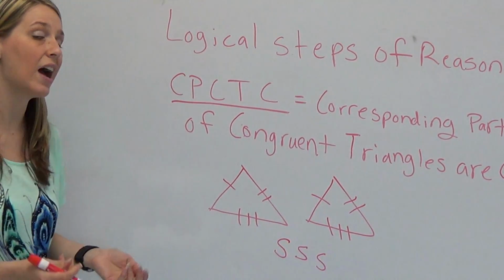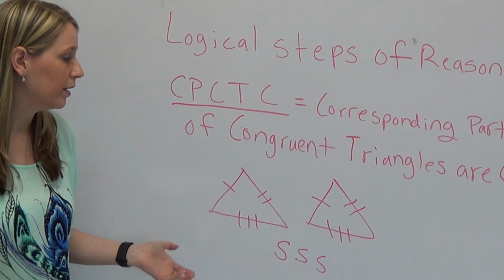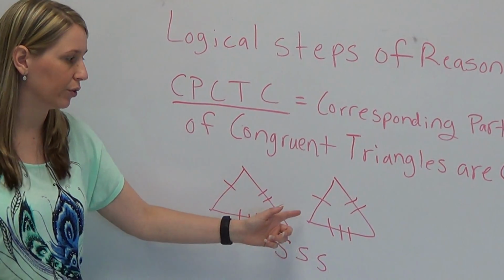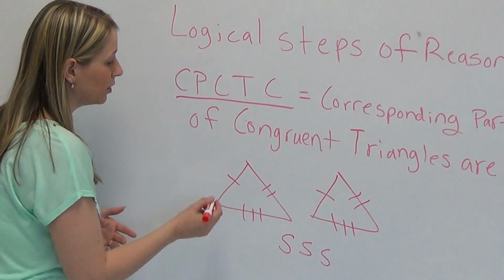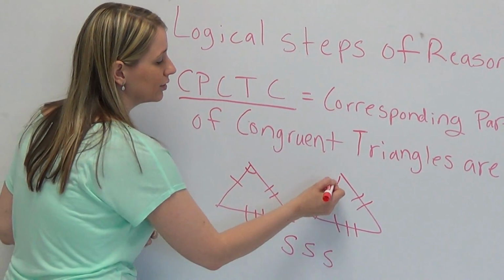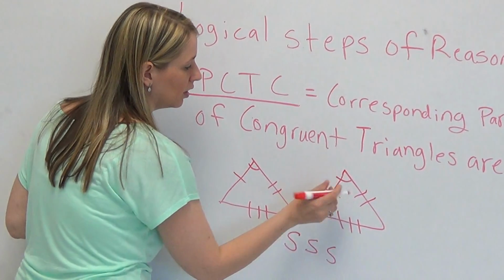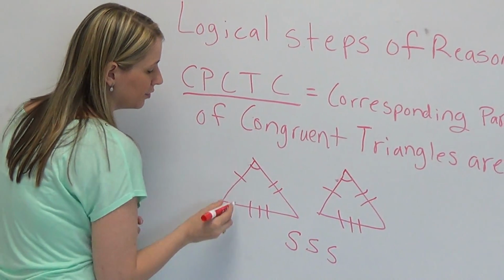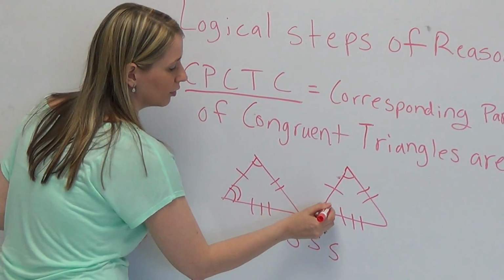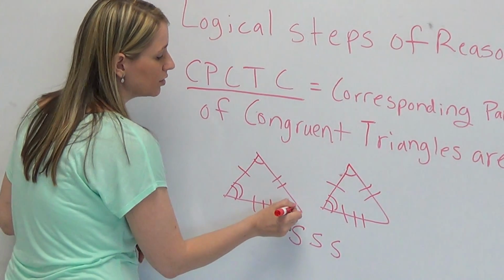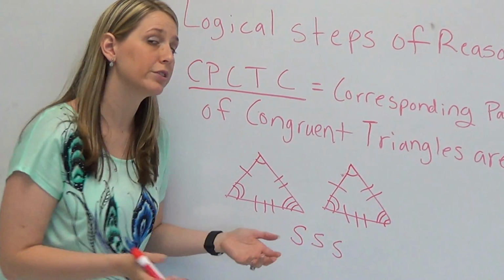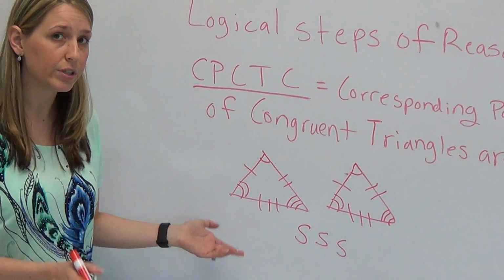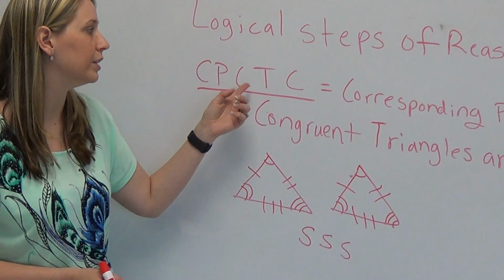Okay? Now, if I know the triangles are congruent, I've already shown that all the sides are congruent, but if the triangles are congruent, then the angles have to be congruent as well. So I know that this angle is congruent to this angle. I also know that this angle is congruent to this angle. And I also know that this angle is congruent to this angle. That wasn't shown at first, but I know it to be true because of CPCTC.